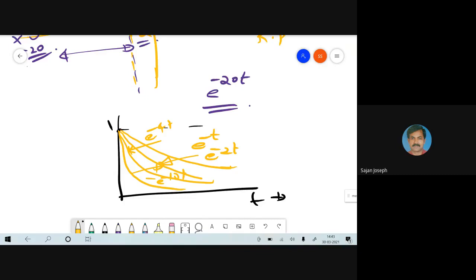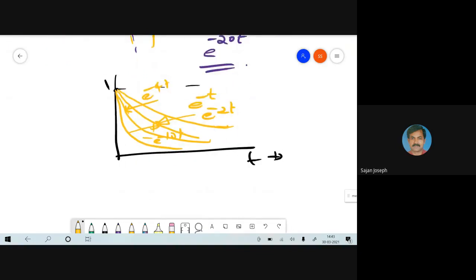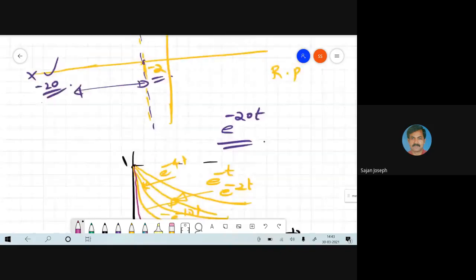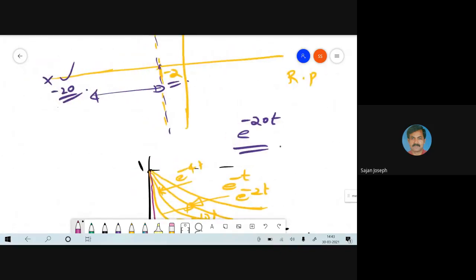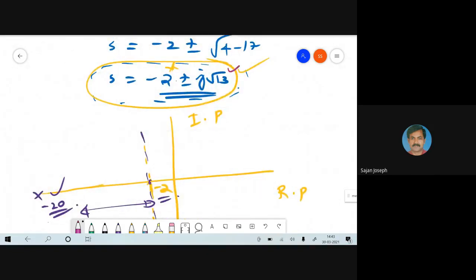If e raised to minus 20t is taken, it will be dying out very fast. So the influence of the added pole on system performance is very negligible. And this kind of compensation means we will assume that these 2 are the dominant poles of the system. We will assume that these 2 are the dominant pole pair of the system.